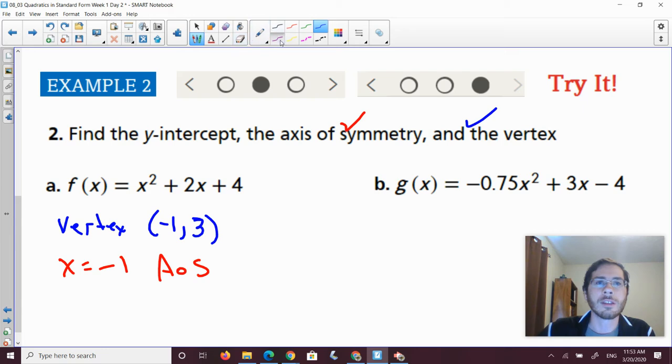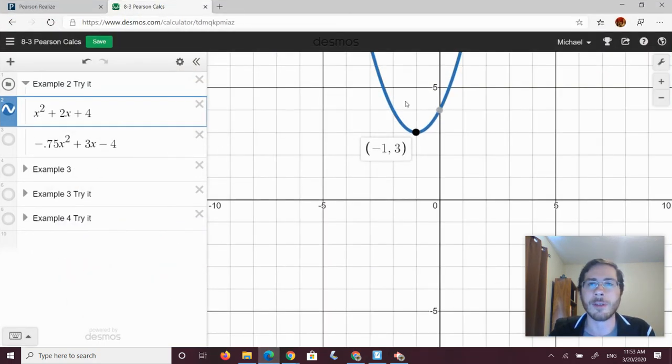So we did the vertex first, and the last thing we need is the y-intercept. Well, I could go back to my graph and look it up, but I always know it's right there. This one's easier to do without the graph. So my y-intercept is 4. That was easy to do without the graph. If I want, I could click on Desmos also and see, oh yeah, there it is, 0, 4. But I don't need to.